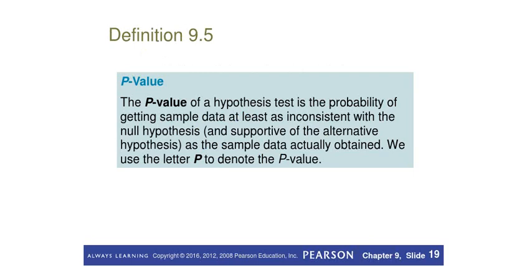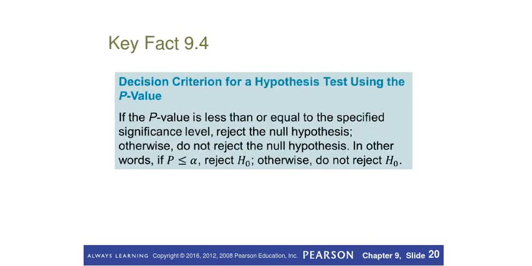First of all, a p-value of a hypothesis test is the probability of getting sample data that is at least as inconsistent with the null hypothesis, and thus supporting the alternative hypothesis, as the sample data actually obtained. We use the letter P to denote p-value, P for probability. So our probability value, or p-value, is going to tell us something about the strength and how far away we are from the actual mean based on our sample data.